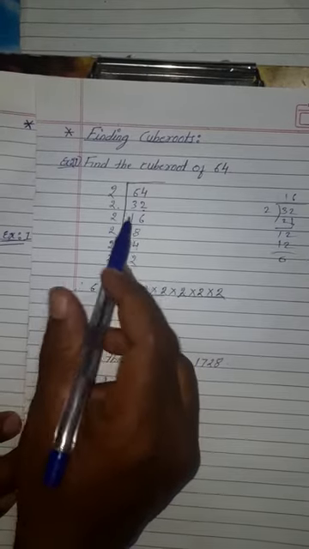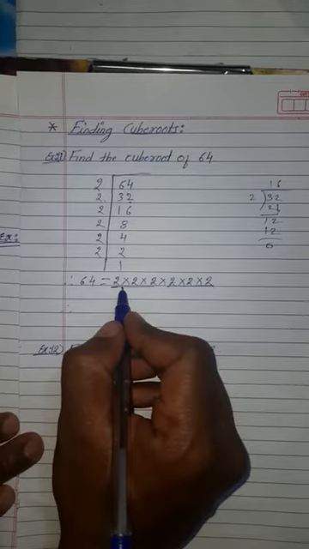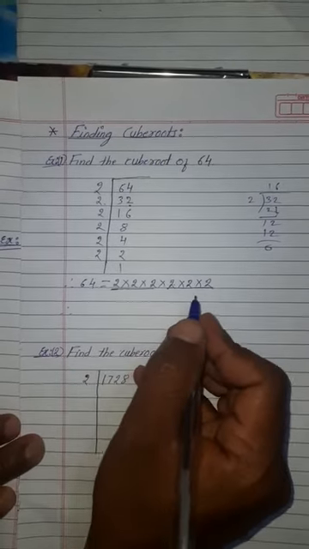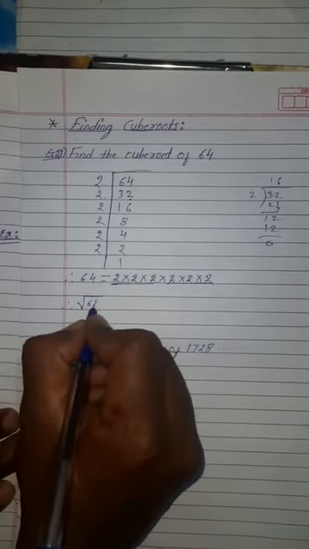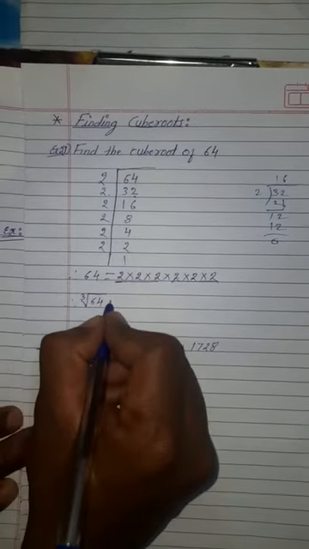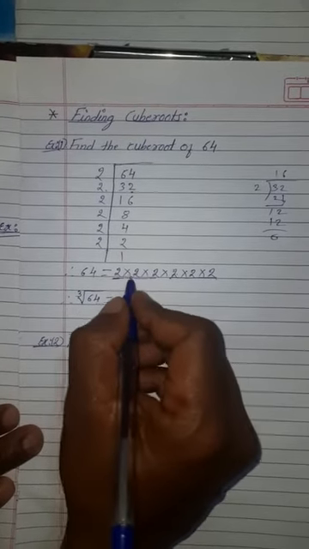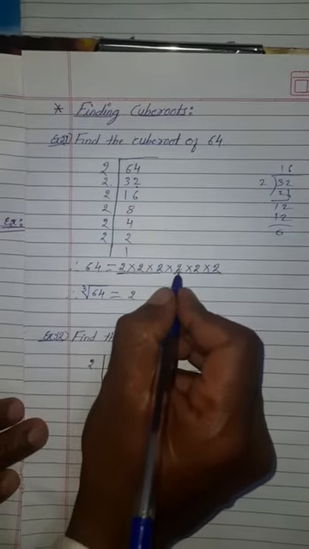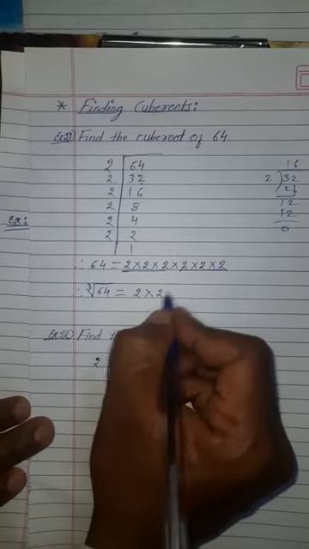64 is equal to, these are the factors of 64, and now we are going to write the cube root. So I have made a group of three numbers, same numbers. Now I'll write this 64 in a cube root sign. So cube root of 64 is equal to, now from this group of 3 numbers we will take 1, 2.